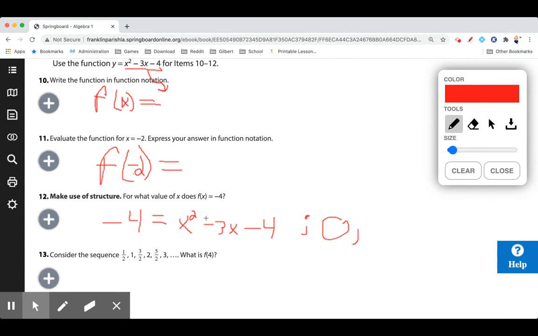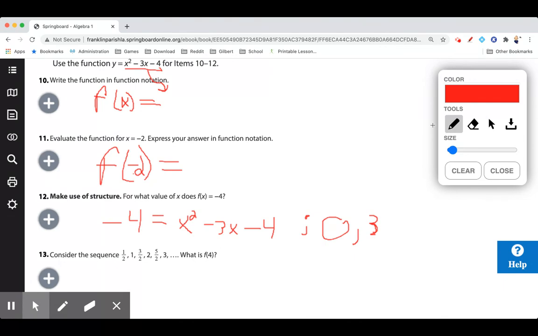If x squared minus 3x is 0, what number squared minus 3 times that number would give me 0? Well, it turns out it's 3. 3 squared is 9, minus 3 times 3 is 9. 9 minus 9 is 0. You're left with -4. So this one actually I'm doing for you because it has two answers that you might not be able to think about if you don't think critically.